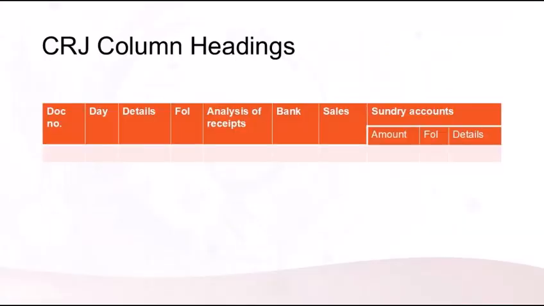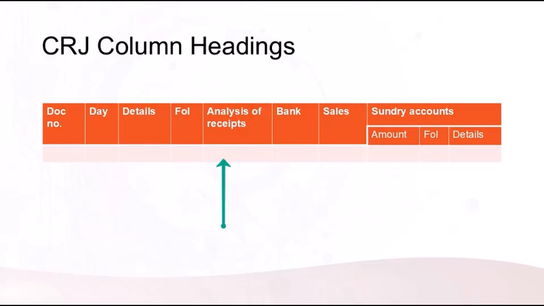Before we can start recording our transactions in the cash receipts journal, let's have a look at the column headings of the cash receipts journal. Each column has its own purpose. The document number links to the source document, namely the receipt or deposit slip. The date tells us when the money came in. The details show who paid or why the money was received. The folio number is used to, for example, record the account number of the individual debtor who made the deposit.